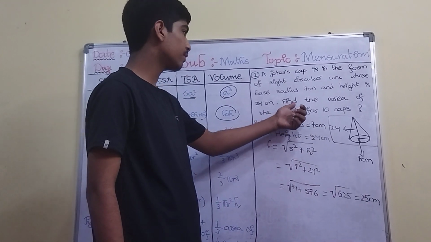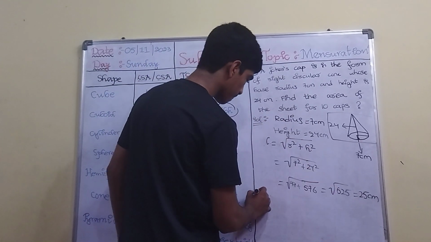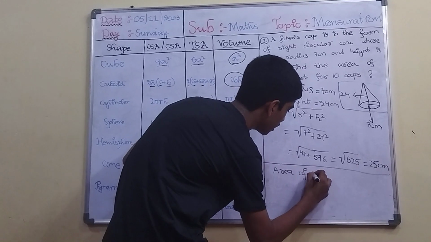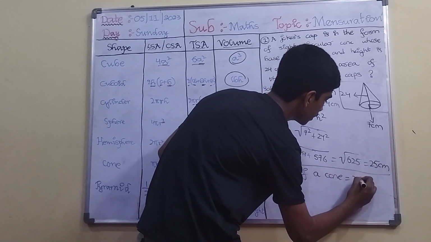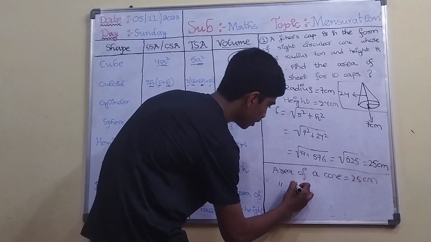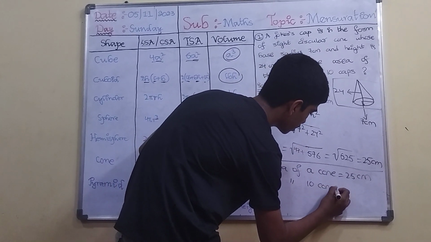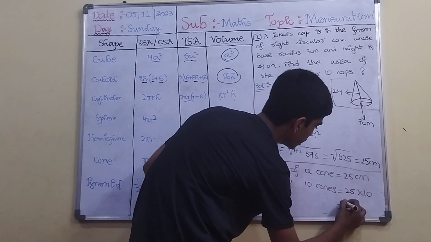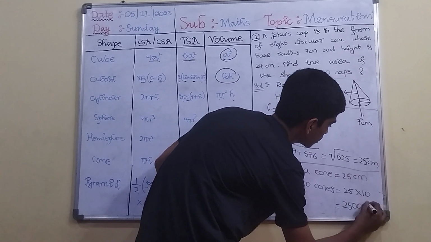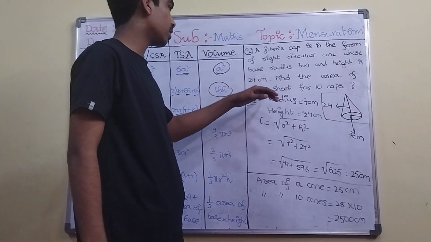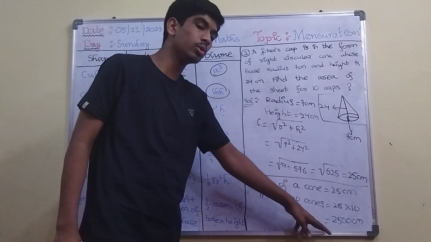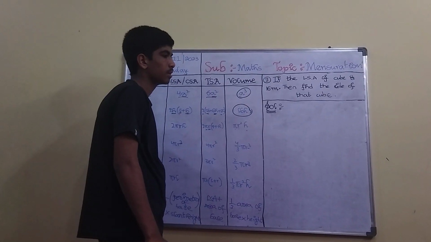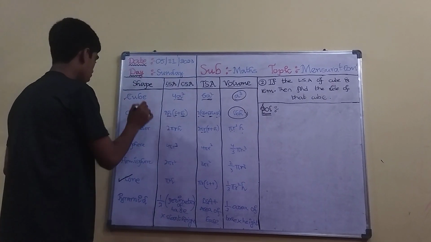Here in question it is given, find the area of the sheet for 10 caps. So area of a cone is equals to 25 centimeters. Area of 10 cones is equals to 25 into 10 centimeters. What is 25 into 10? 2500 centimeters. So the area of the sheet for 10 jokers cap is 2500 centimeters. So the first question is completed. Now we will enter into the second question. So this is the question for cube. Cone is completed. Now we will enter into the cube.